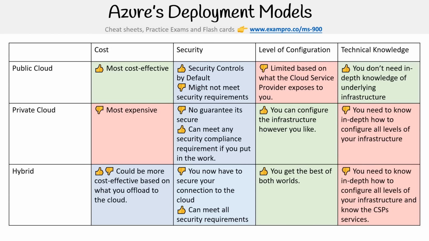It's just that if you have your own servers, you obviously can do anything and everything with them. For technical knowledge, you don't need to have as much in-depth knowledge of the underlying infrastructure because you're not physically setting up servers or networking and everything else. Now coming down to private cloud. Private cloud is the most expensive option on our list, so you're going to be paying a lot of money.